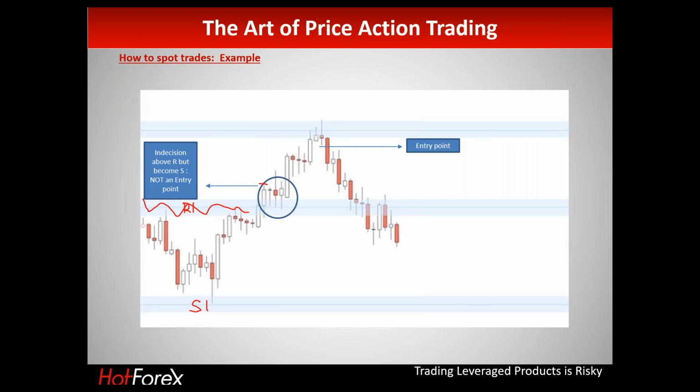So as I was saying, it managed to move higher, to close higher, but is this a good entry level?